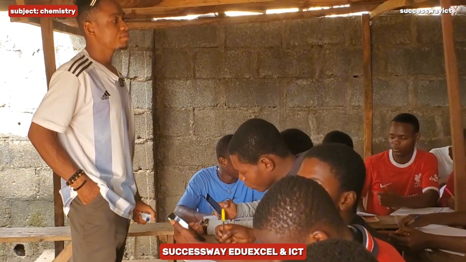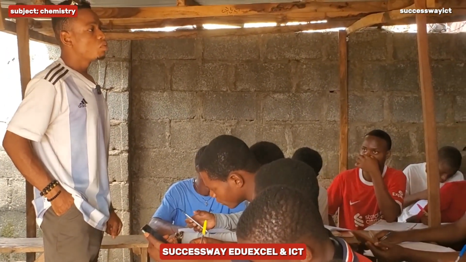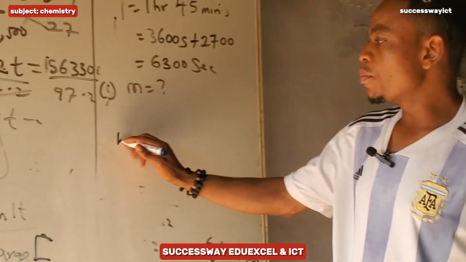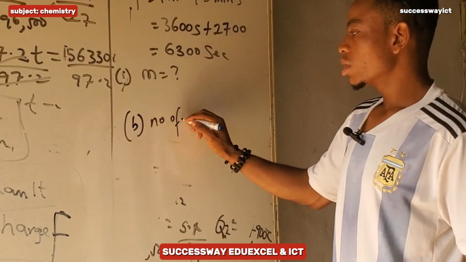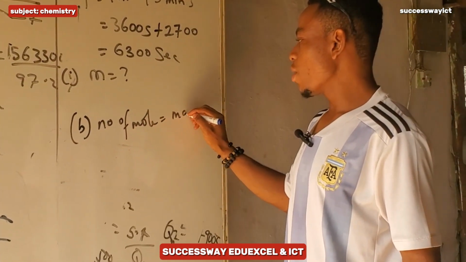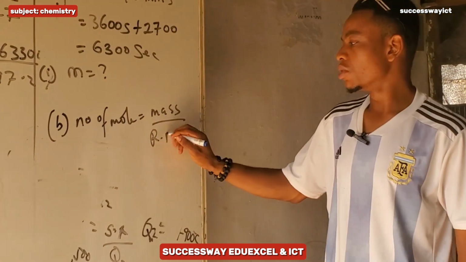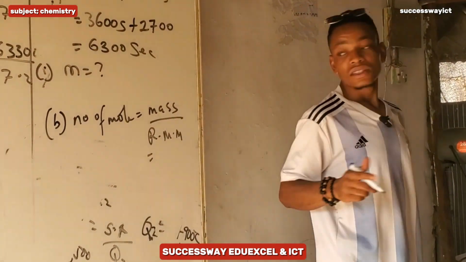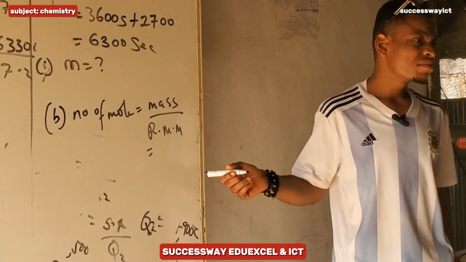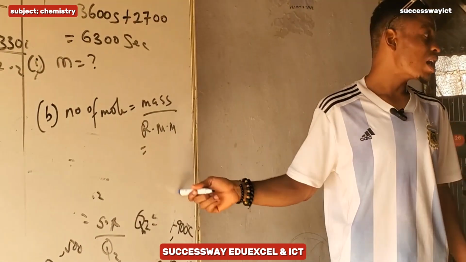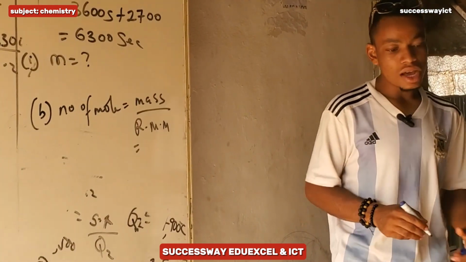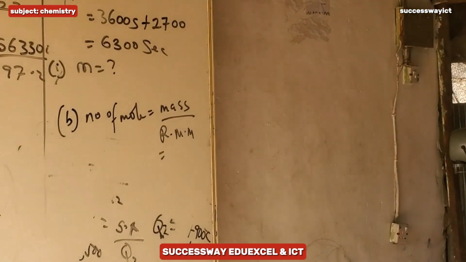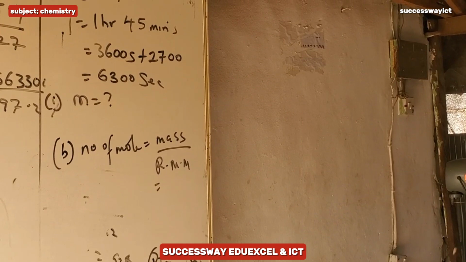What is B? Class, what is the formula for number of mole? Mass over what? So B is number of mole equals to what? Mass over what? Relative what? Molar mass. So what is the mass we got? Say it now. 57.9. Divided by what? Oh yeah. Write it. 0.29, 3 significant figures. Solve it. B.